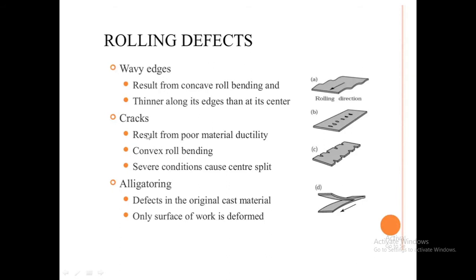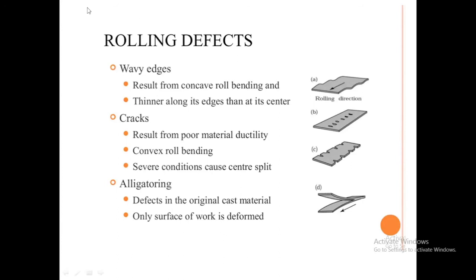Then another one is cracks. If we see image B, here cracks are developed on the material surface. And why are these cracks developed? These cracks are developed due to the poor ductility of the material. If the material is not ductile properly, or if we try to use a rolling process for a brittle material, then this type of defect will appear on the surface of the material.